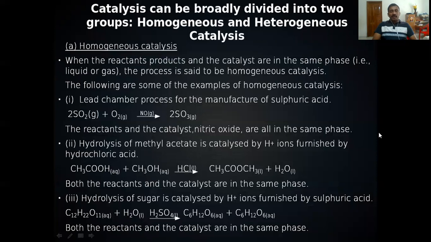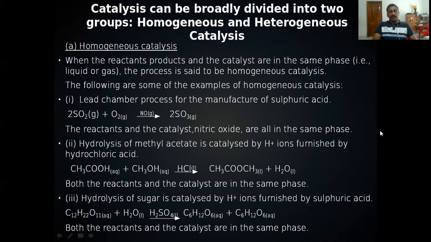Now, what is a homogeneous catalyst? When the reactants, products, and the catalyst are in the same phase, the process is said to be homogeneous catalysis. Examples: the lead chamber process for the manufacture of sulfuric acid. Here sulfur dioxide reacts with oxygen to form sulfur trioxide in presence of nitric oxide.